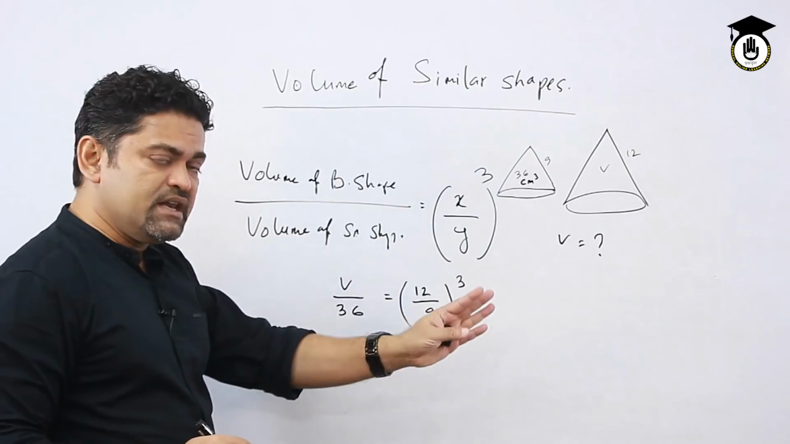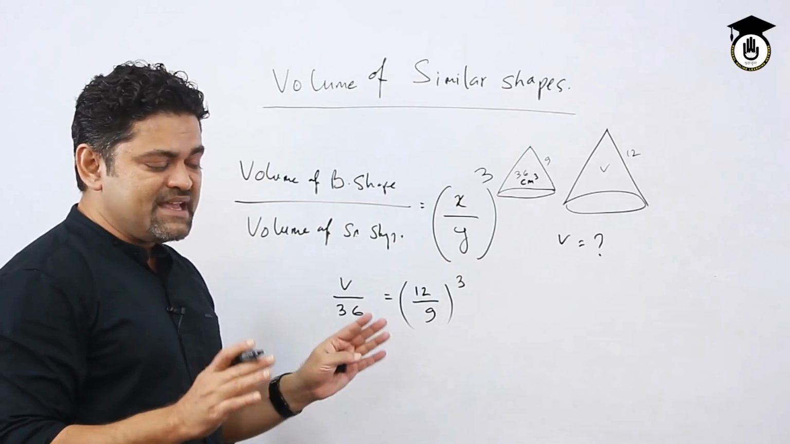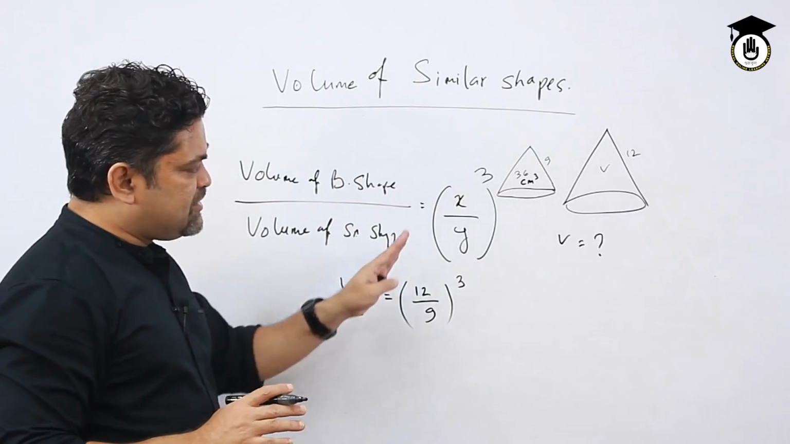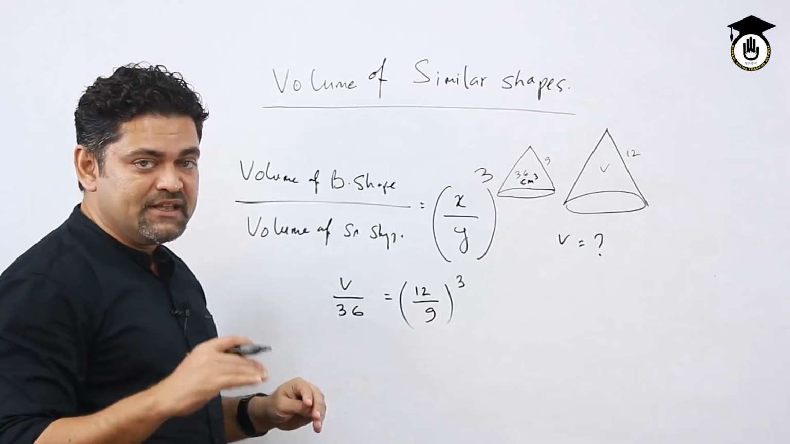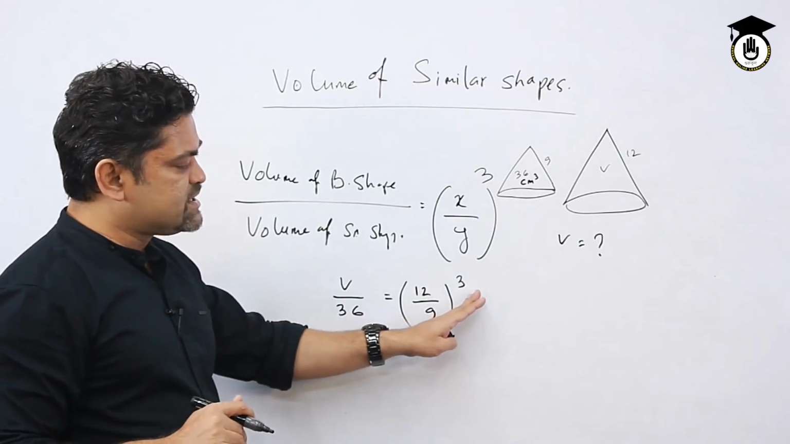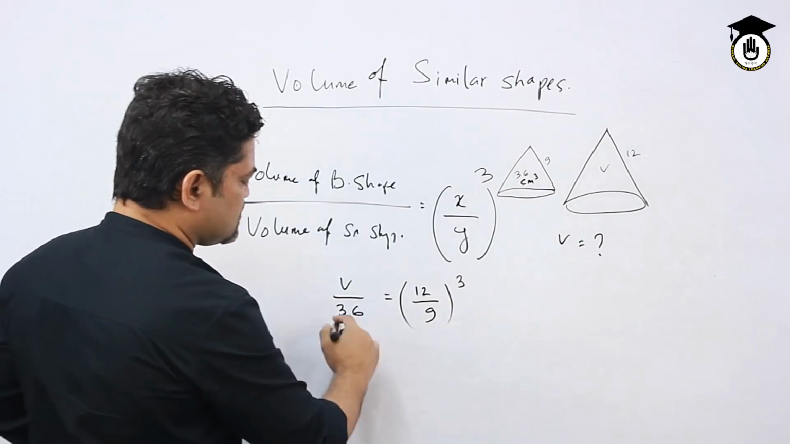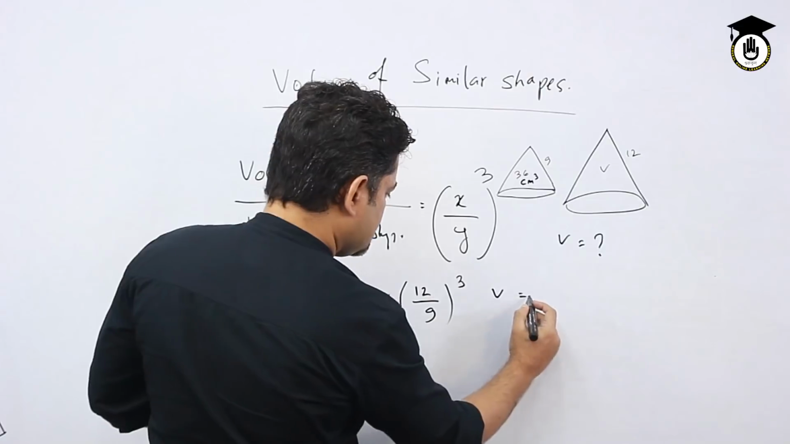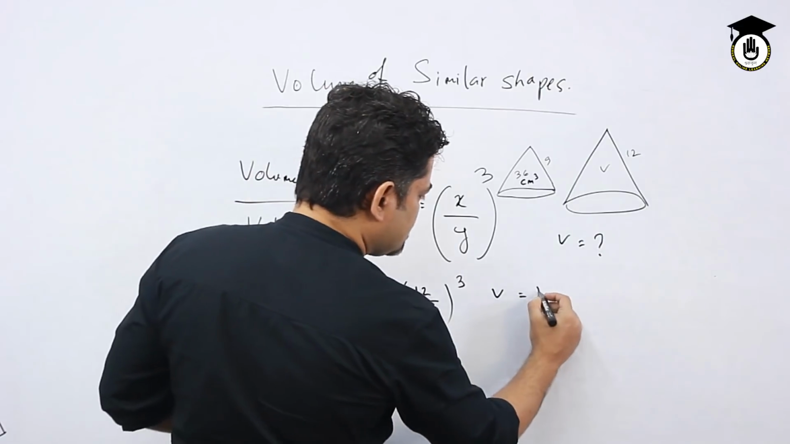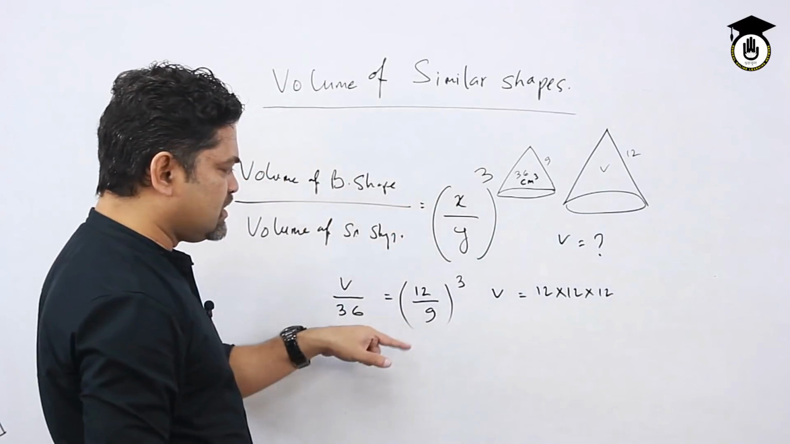Students must remember the square and cube concept. I am saying it again and again because most students make this mistake. They forget about square and cube only if their concept is not clear, so make your concept very clear. In the case of volume, it always comes in cube. Now V over 36 is equal to 12 cube over 9 cube. It means 12 into 12 into 12, and I am writing it in detail as 12 cube.